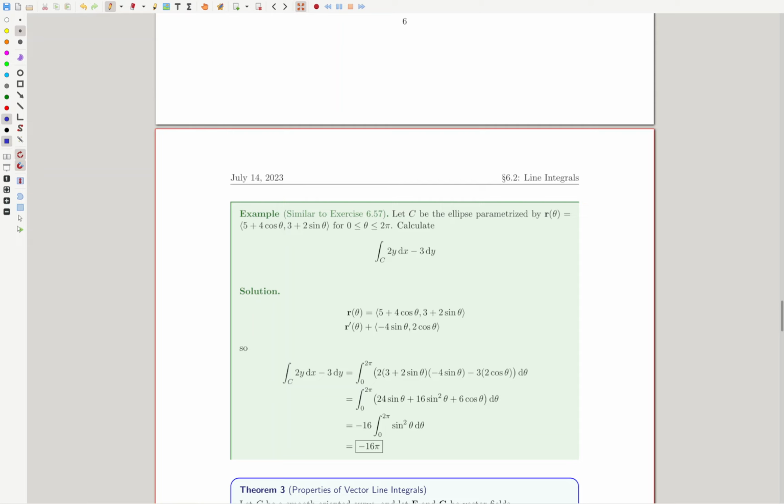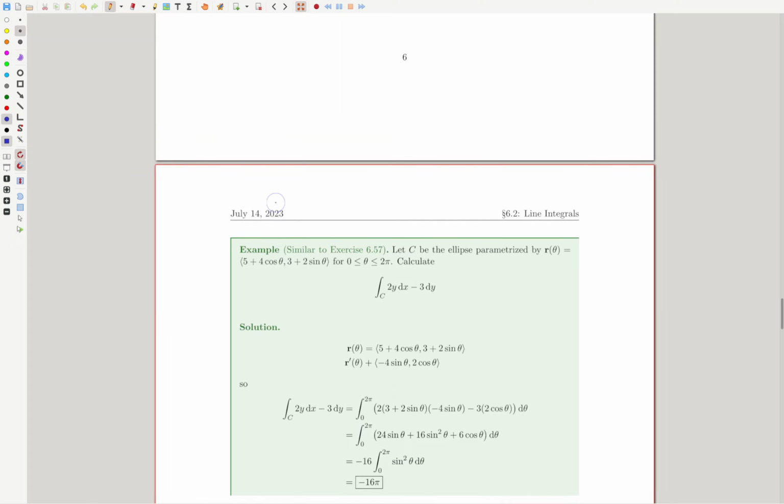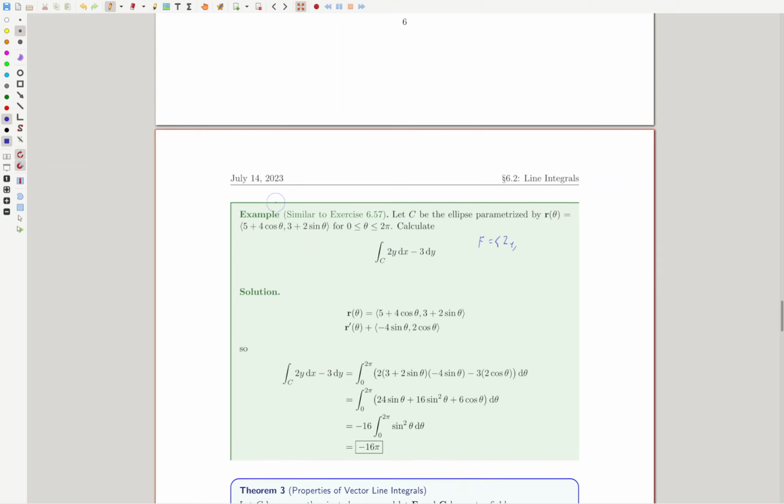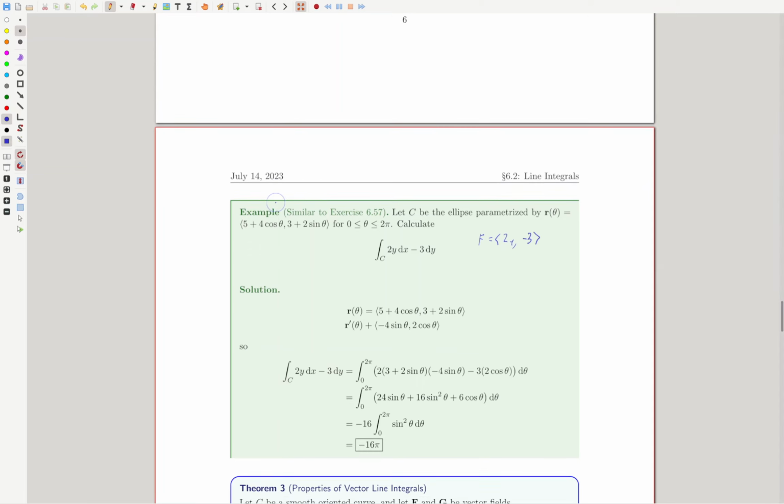The way that I think about this is that there's a vector field, but it's not shown. It ends up being the vector field 2y comma minus 3, right? It's not shown in here. Instead it's kind of been incorporated into the line integral itself, but it's there. So that's how we map it to the previous way of computing these vector line integrals.